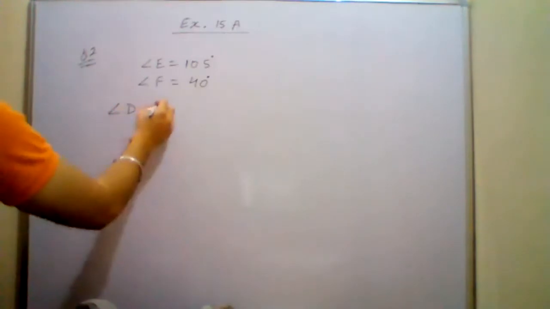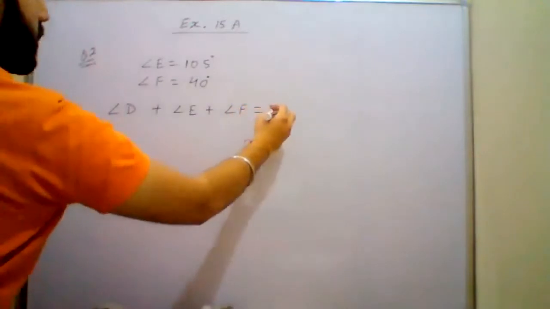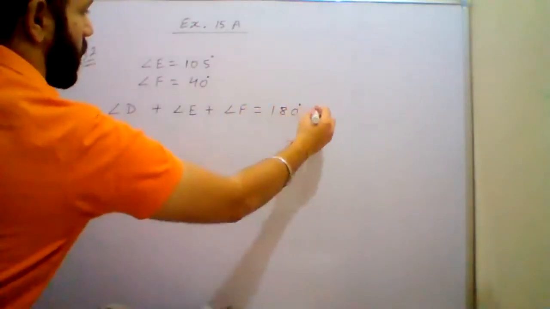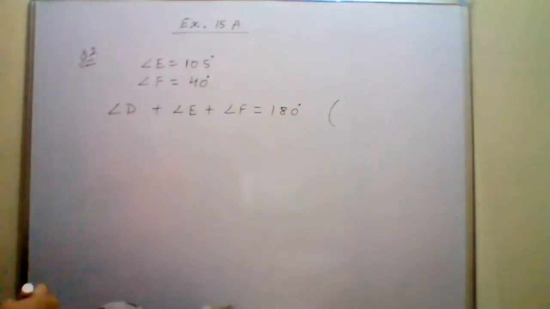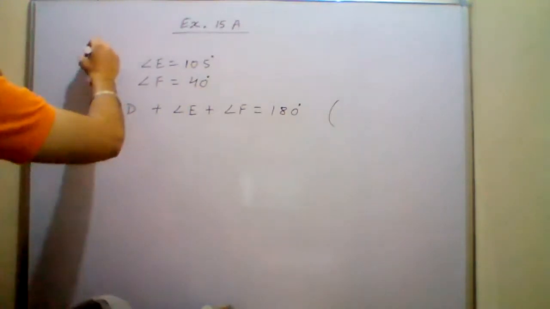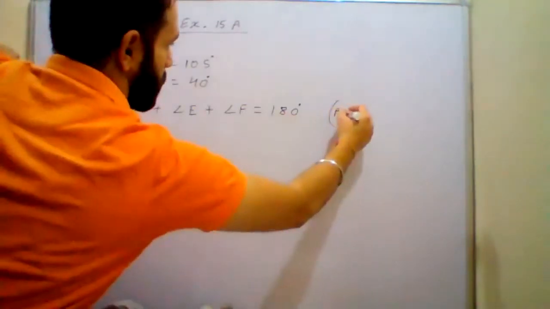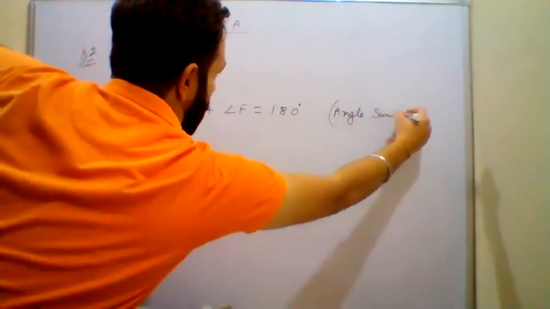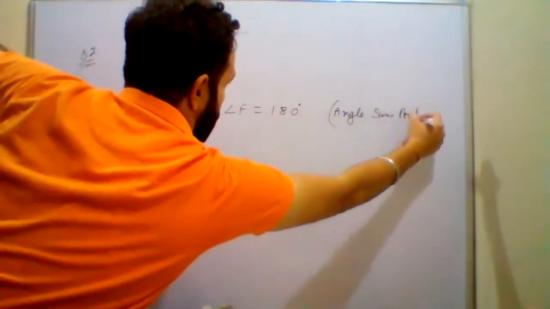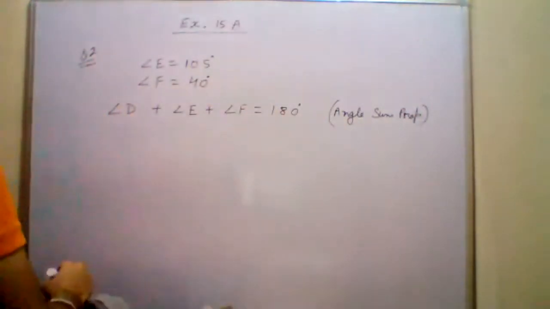So we all know that angle D plus angle E plus angle F, the sum of all the three angles is 180 degrees. Can you name which property we have used here? Name the property. Angle sum property. Correct. Angle sum property of triangles. This is the property we have used. So mention the property. Don't forget to mention the property. Angle sum property of triangles. Okay, it is very important to mention the property.